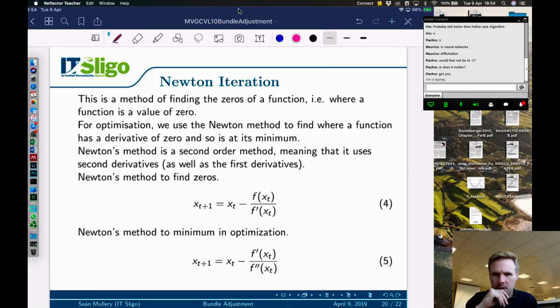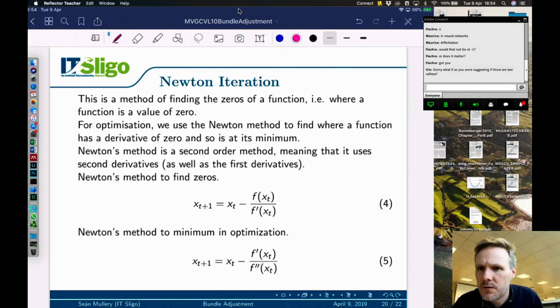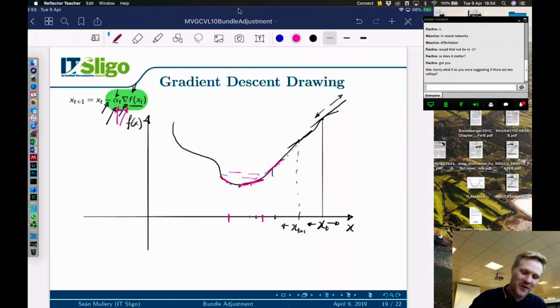Okay, so I'm just waiting. Vin has been typing here. What if, as you were suggesting, there are two valleys? You're getting into a whole module there of problems to try and solve, Vin.